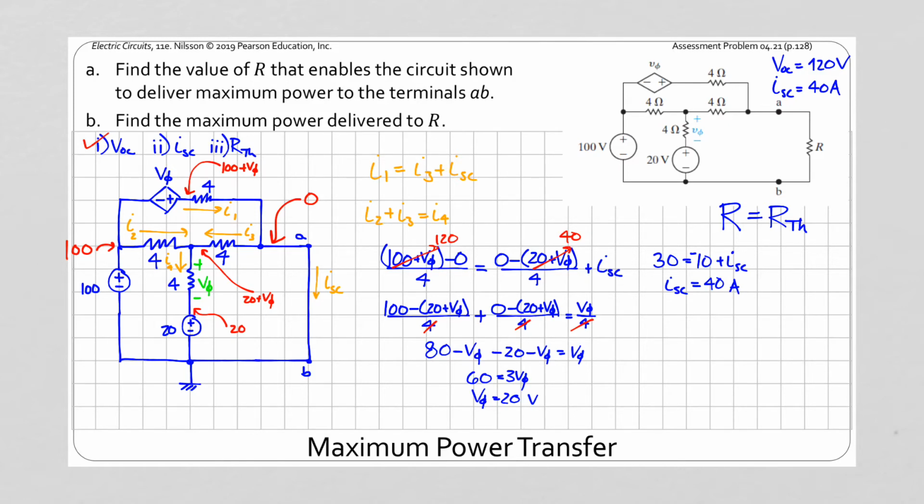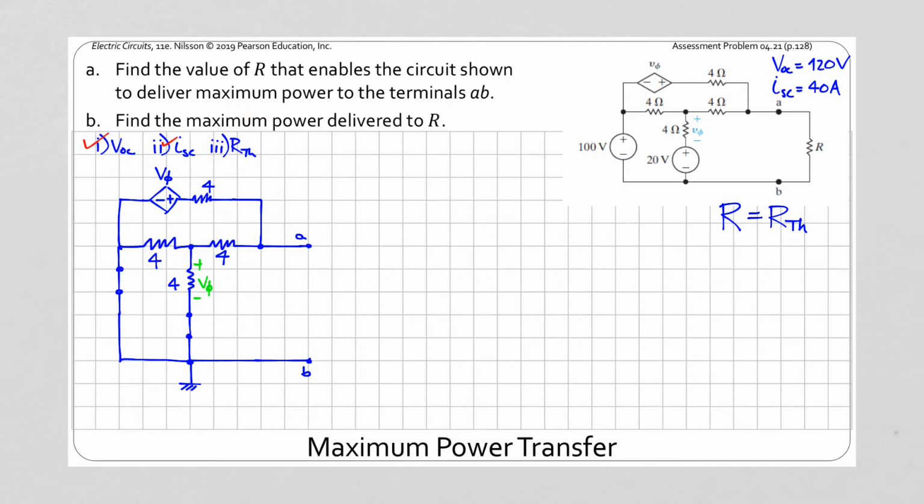So we found ISC, and lastly, we'll find the Thevenin equivalent resistance. In this case, we have a dependent source, so we can still deactivate the independent sources, but we'll have to apply a test current and measure the test voltage produced by that dependent source to find the Thevenin equivalent resistance.